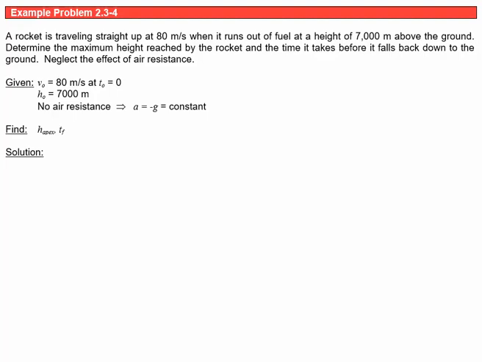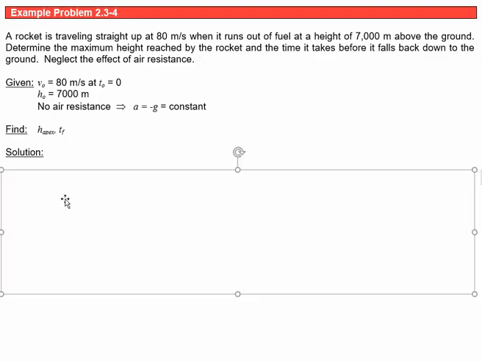All right, so what do we know? We know that initially the rocket is traveling at 80 meters per second, and we'll define that as our time 0. The height of the rocket when it runs out of fuel is 7,000 meters, and there's no air resistance. This is important because that tells us that the acceleration of the rocket, which is just falling at that point, is constant and equal to minus g. We want to find the maximum height that the rocket reaches and the time it takes for it to fall back down to the ground.